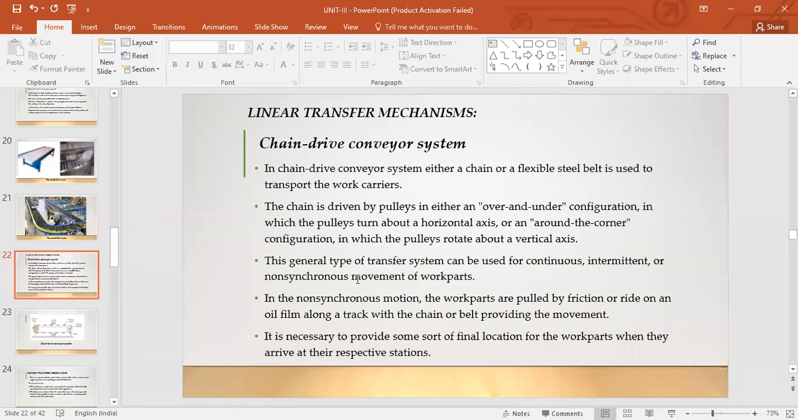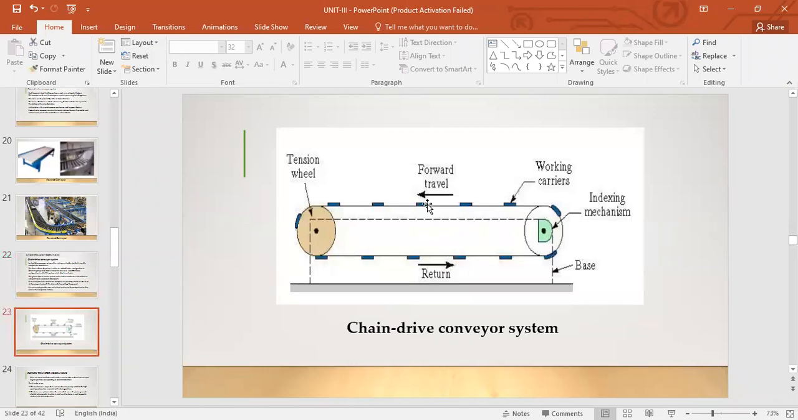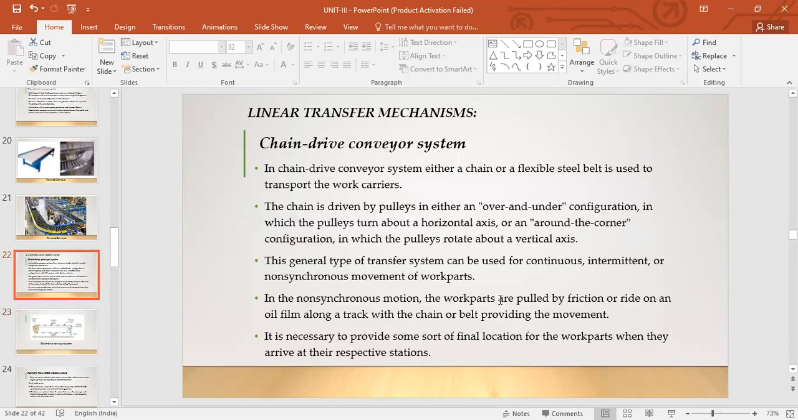This general type of transfer system can be used for continuous, intermittent, or non-synchronous movement of work parts. Basically, all types you can say. It's a general type of transfer system; that's why we are calling it general. In the non-synchronous motion, the work parts are pulled by friction or ride on an oil flame along a track with a chain or belt providing the movement. Especially for non-synchronous, as we were saying, they are pulled by friction, so you don't have to place any other fixture to keep it in place. They do it by friction.